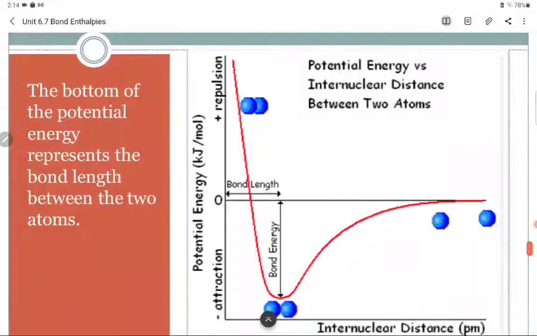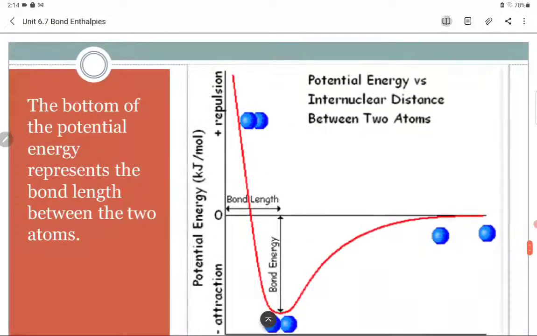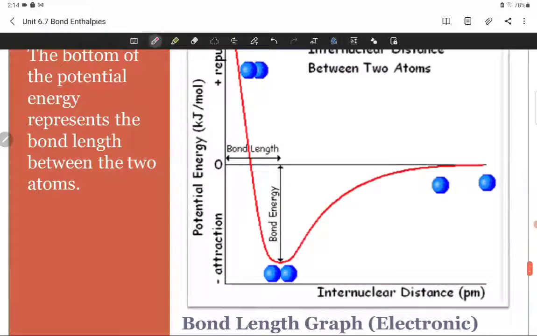I think we've talked about this graph before, but let's revisit this again. We love this sweet spot. So the nuclei of two atoms are in the sweet spot of attracting each other and repelling each other perfectly. Bond has formed. Remember, when you form a bond, you release energy. That's why the potential energy is at its lowest point when the bond forms.